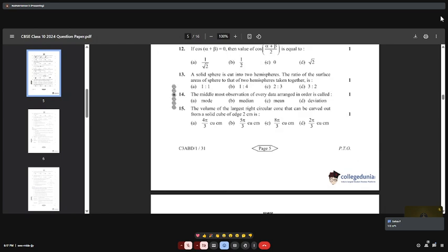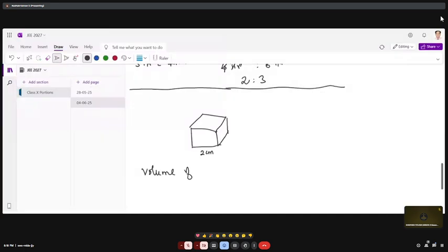One by 3 pi r square h. That is the standard formula for the volume of a right circular cone. Let me write it down. But what is given to us? So what is the radius and height of a cone that can be carved out of this cube, which is having an edge of 2 centimeters?